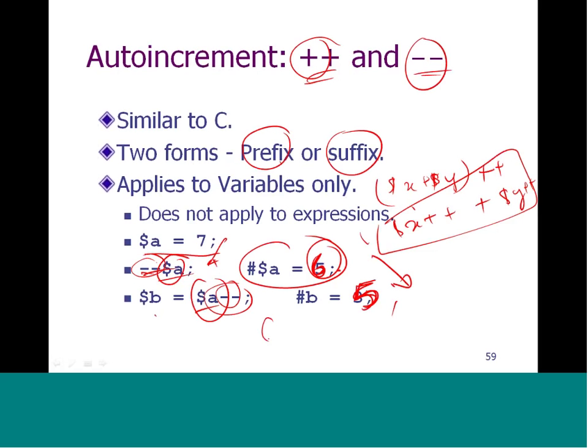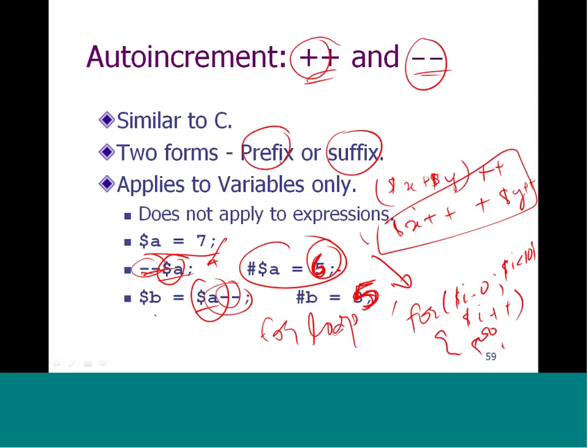Most people use it inside the for loop. So a for loop looks something like this: for $i equal to 0; $i less than 10; $i plus plus. So $i plus plus is one way to use it, or you can also use it as plus plus $i, and you know the difference between those two.